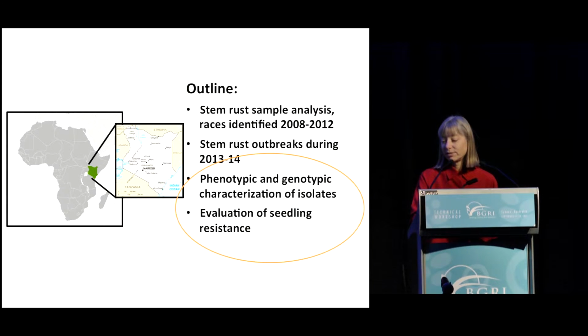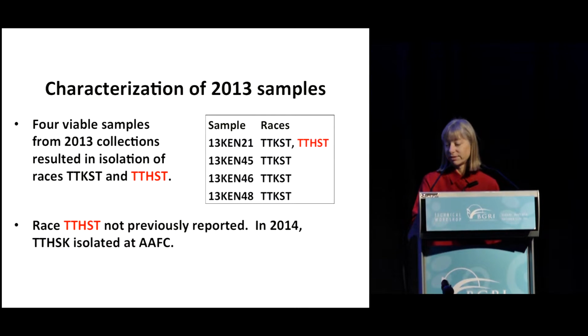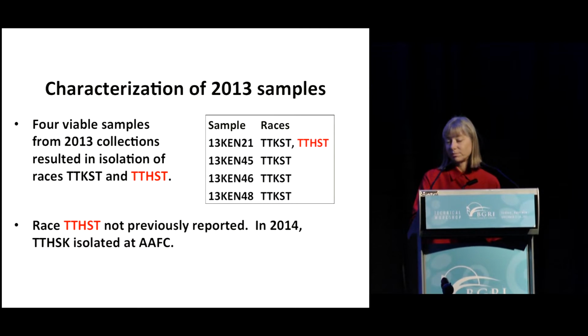Now, with that background information, the rest of the presentation will talk about phenotypic and genotypic characterization of the isolates from Kenya and evaluation of seedling resistance. 4 viable samples were collected from 2013 collections, resulted in the isolation of 2 different races. In the summary table, it shows that the 4 field samples all were identified to have race TTKST.